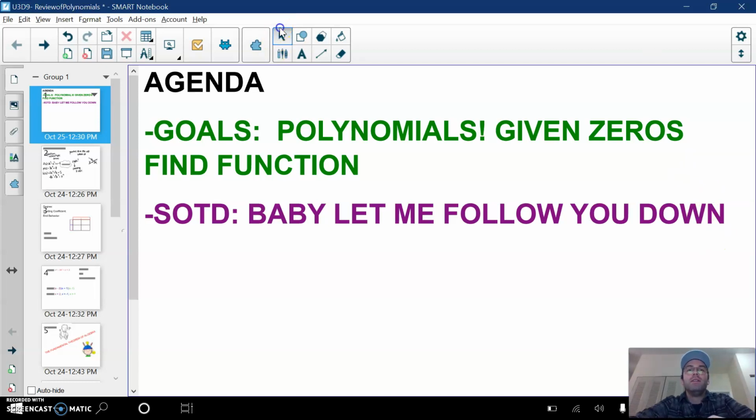What are we doing today? Today we're talking about polynomials when we're given the zeros of our function. We're going to review some polynomials, and when we're given the zeros, I want you to find the function that it comes from. Tomorrow in our next video, we'll be given the function and find the zeros. All right, so here we go.